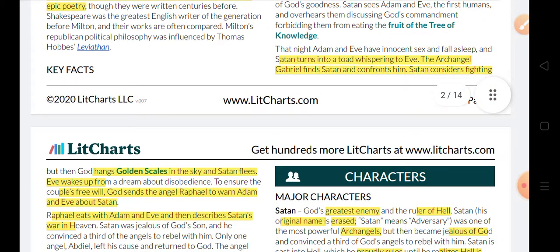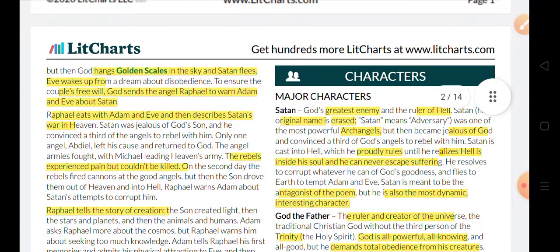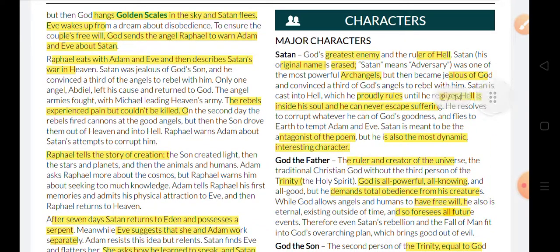Satan turns into a toad, whispering to Eve, and the archangel Gabriel finds Satan and confronts him. Satan considers fighting, but God hangs golden scales in the sky, so Satan gets afraid and he flees. He runs away, and Eve wakes up from that dream.